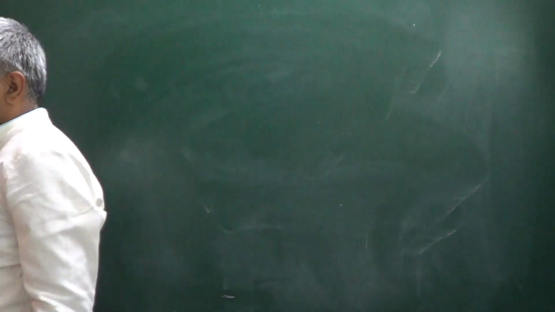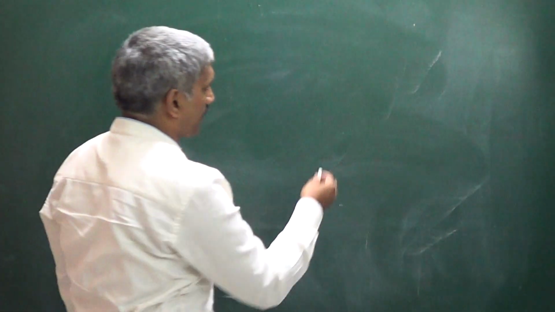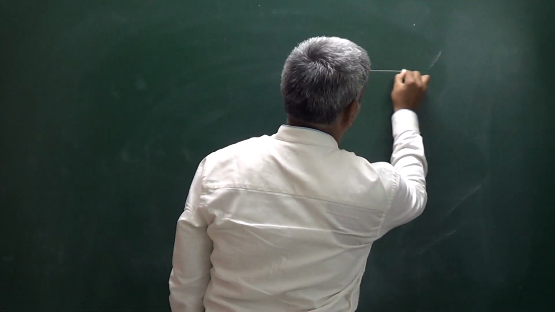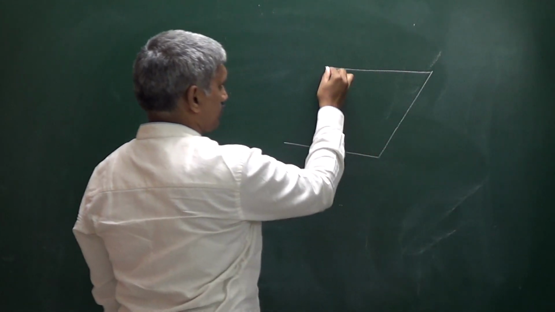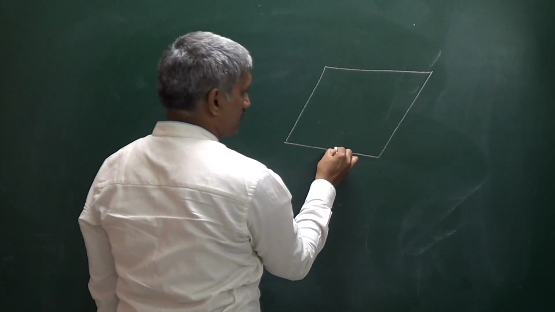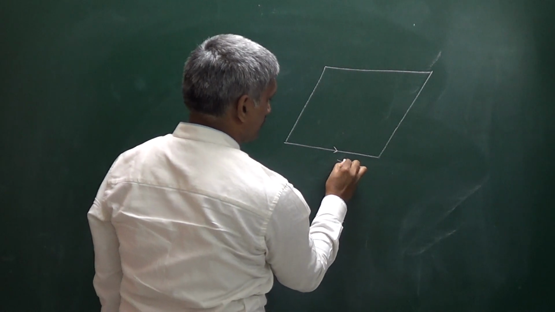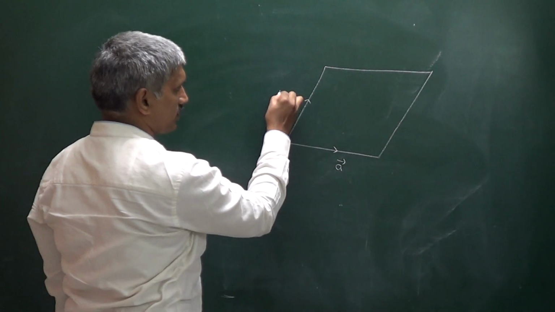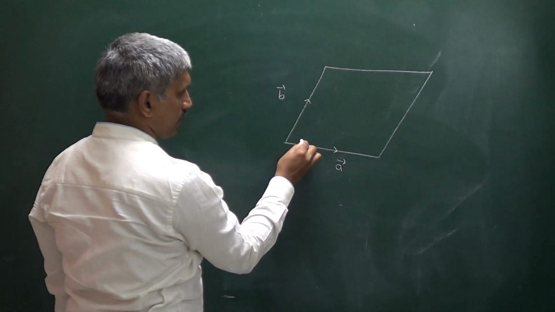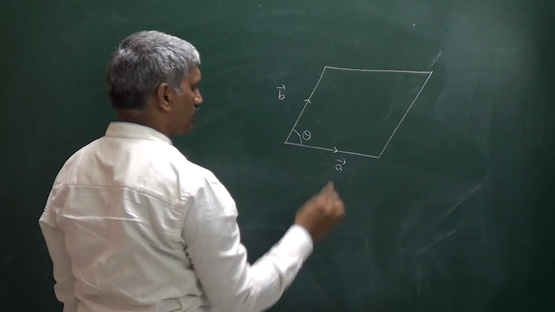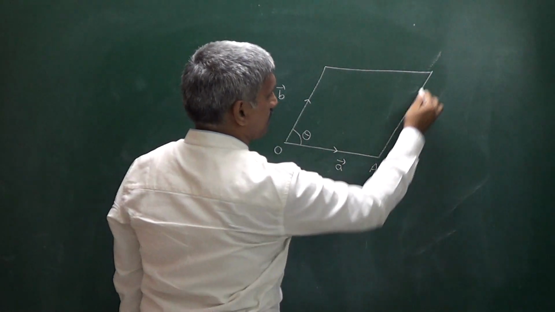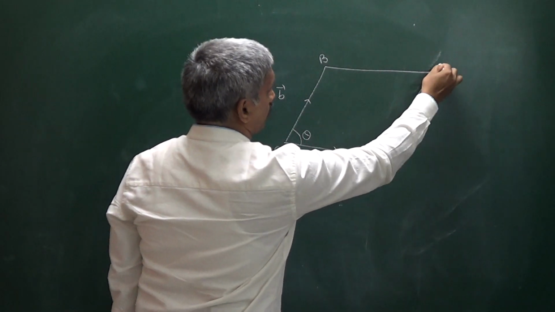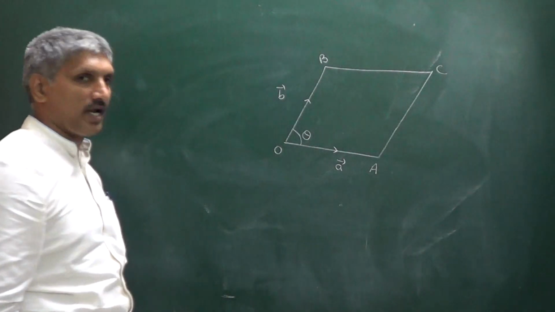Now what is the geometrical interpretation of the cross product of two vectors? The geometrical meaning of the cross product of two vectors we are going to discuss. So these are the two vectors represented along the two adjacent sides of a parallelogram. This is A bar and this is, say, B bar. Now the angle between the two vectors, let us say, is theta, angle OAB. So OACB is a parallelogram.